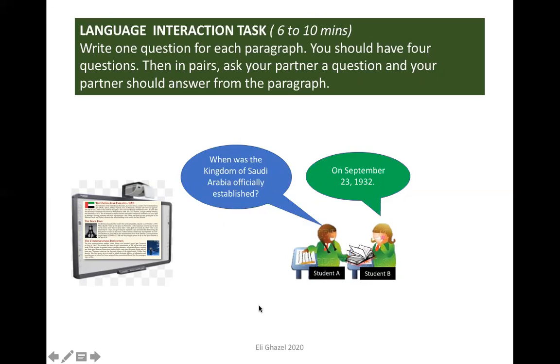Student A will have 4 questions on the 4 paragraphs. Student B will also have 4 questions. A will ask B his or her questions. B will ask A his or her own questions. All right? Again, the first time this is done will take a little bit longer, but as the students get used to working alone, it should not take more than 6 to 10 minutes of the 40 minutes.